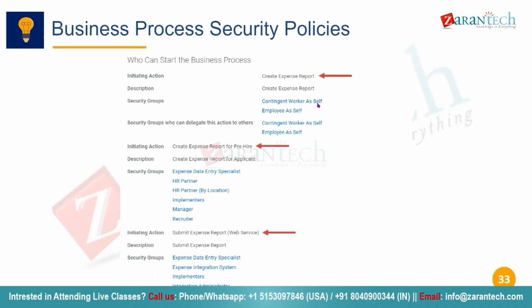And contingent worker itself. Employee and contingent worker are completely two different security groups, because in certain scenarios an employee will be treated very differently than a contingent worker, since a contingent worker will not have many benefits applicable in any organization, depending on their contract. So wherever a contingent worker is applicable for any of these tasks, we need to define the security group even for the contingent worker. Okay, and the security group who can delegate this action to others.